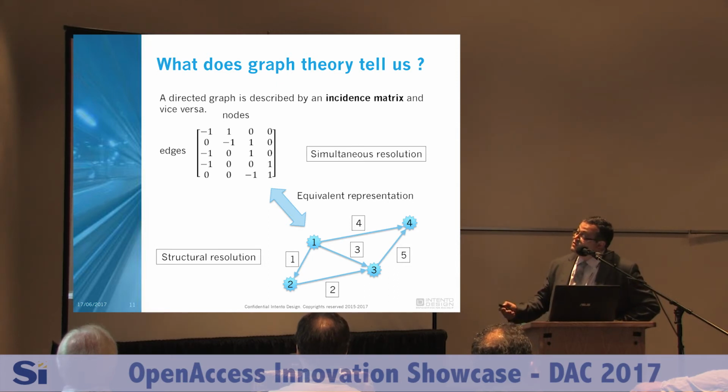So we decided, the graph theory tells us that we can convert this matrix into a graph. So this is what we did. We converted this matrix into a graph, so we have only 4 elements to compute, not 16. So on this simple example, we are 4 times faster. But the more important is that we don't compute this simultaneously. We compute first node 1, then node 2, then node 3, then node 4. So we have a structured resolution approach.